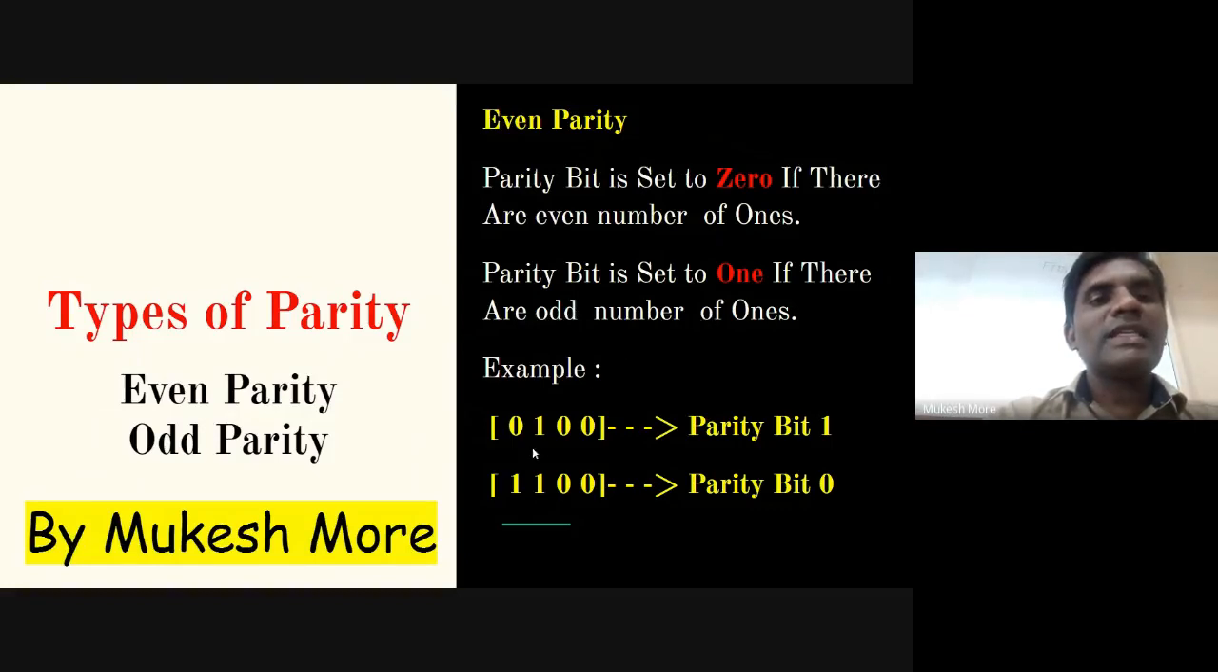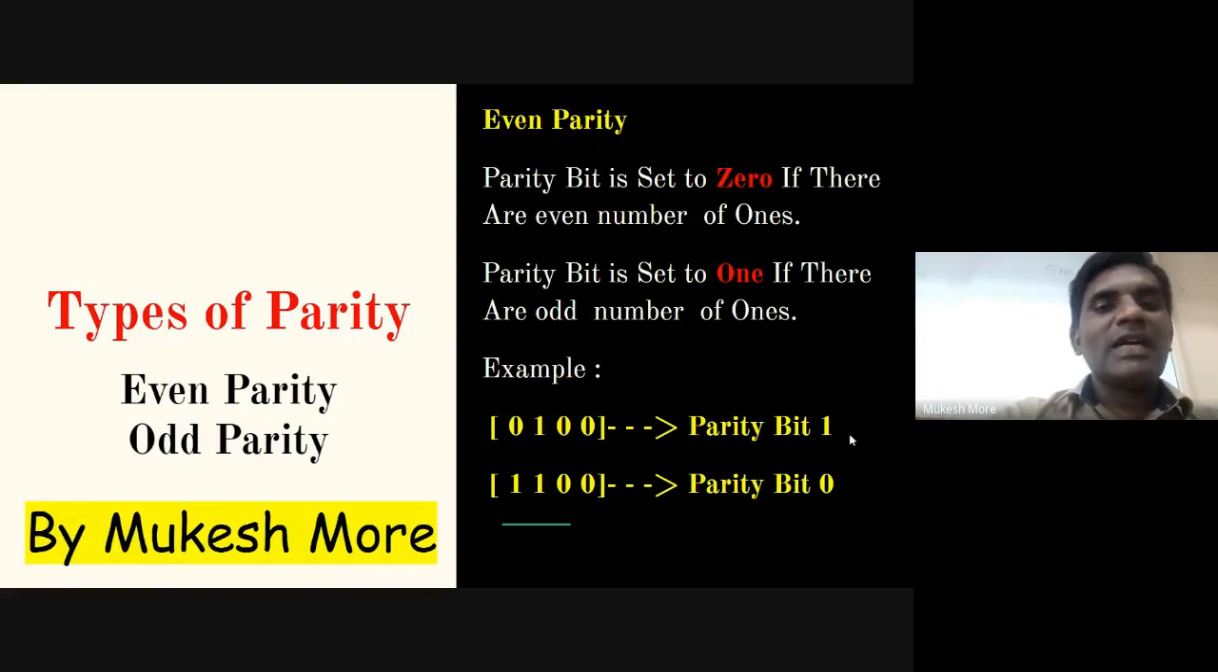For example, in this case, we have 4-bit data 0, 1, 0, 0. Now what do I have to add as a parity bit? If you look at this data, it contains an odd number of ones. To make it even, we have to add the parity bit 1. So the final data, or added data, is 0, 1, 0, 0, 1. In this way, we are making an odd number of ones into an even number of ones in this even parity.